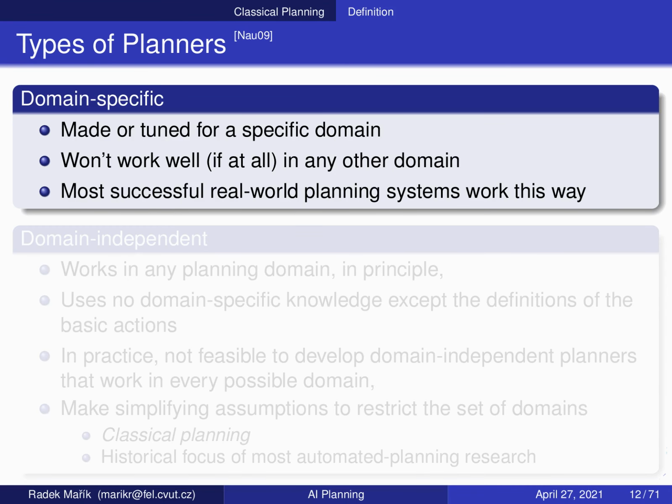So, the planners can be domain specific, tuned for a specific domain, for example, for the harbor, or machinery production and so on. And they work successfully in real world planning systems many times. However, nobody can expect that those planners will work well, if at all, in any other domain.